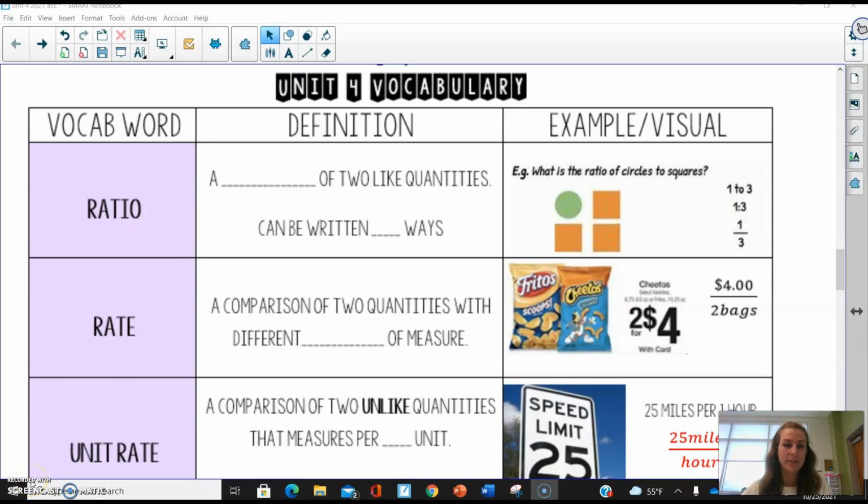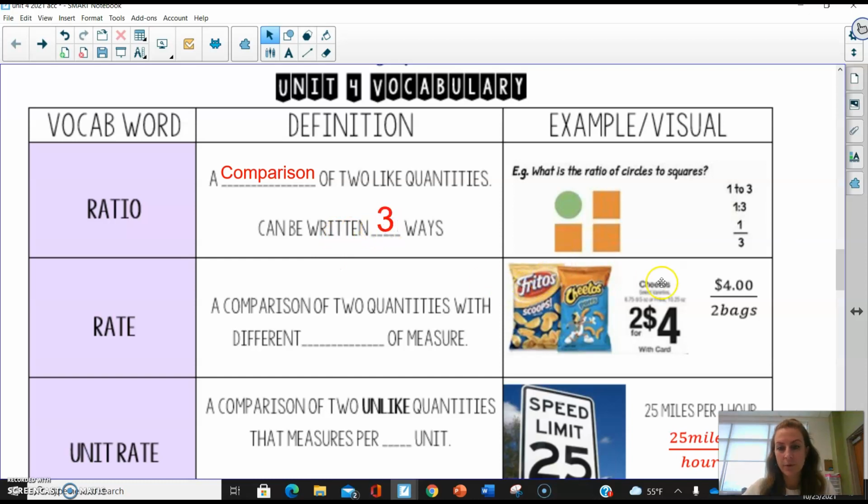In this video, we're going to define some key vocabulary for Unit 4. Our first vocabulary word is ratio. A ratio is a comparison of two like quantities. It can be written three ways.